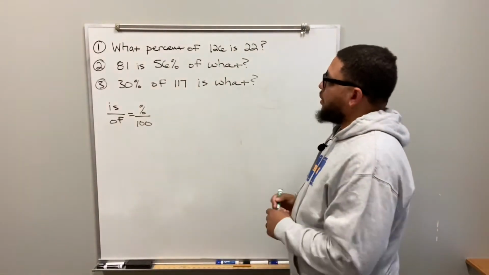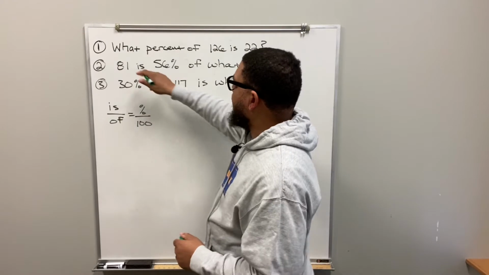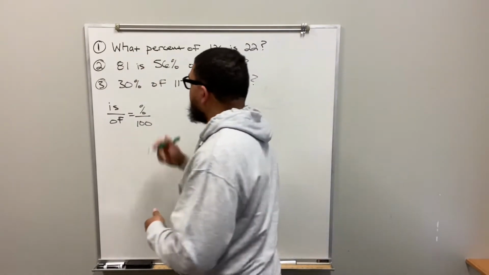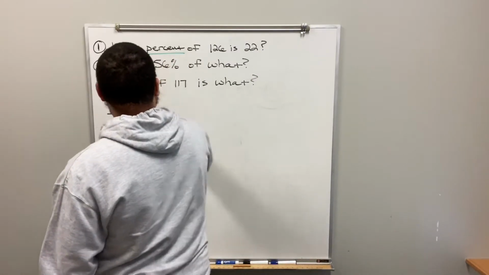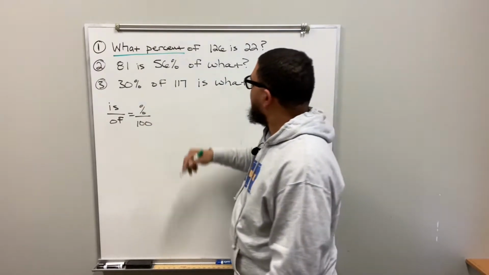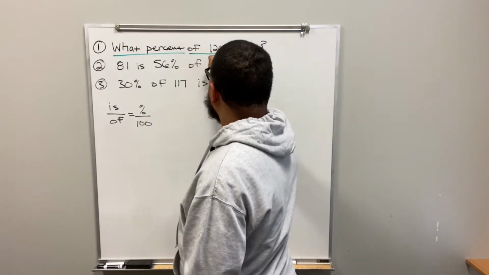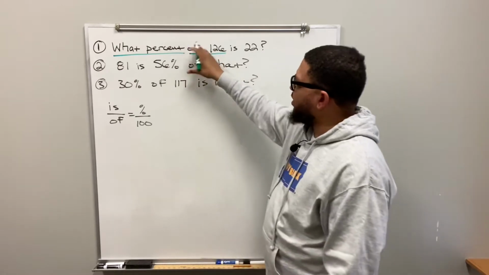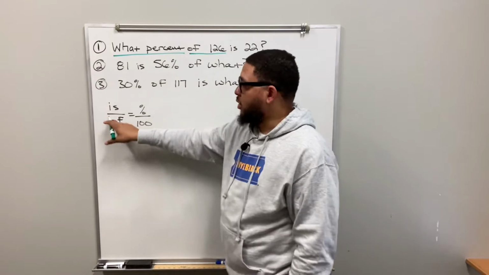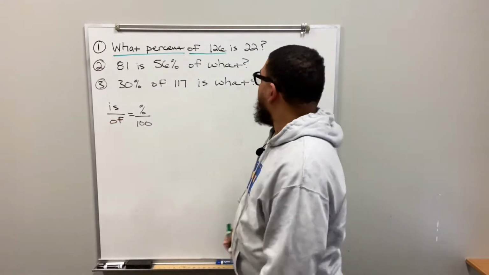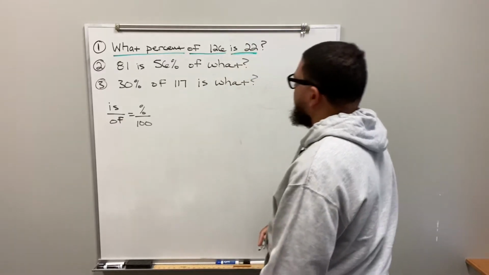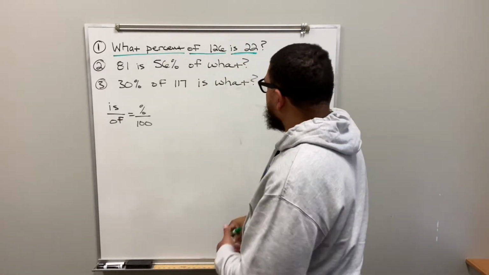But let's read the problem again to see what we know. This says, what percent? So that means we don't know the percent because we're looking for the percent. So this right here is going to be a variable. Then it says of 126. So because of is connected to 126, 126 is going to be what I call my of number. So that's going to go in the denominator of this fraction. And then we have is 22.